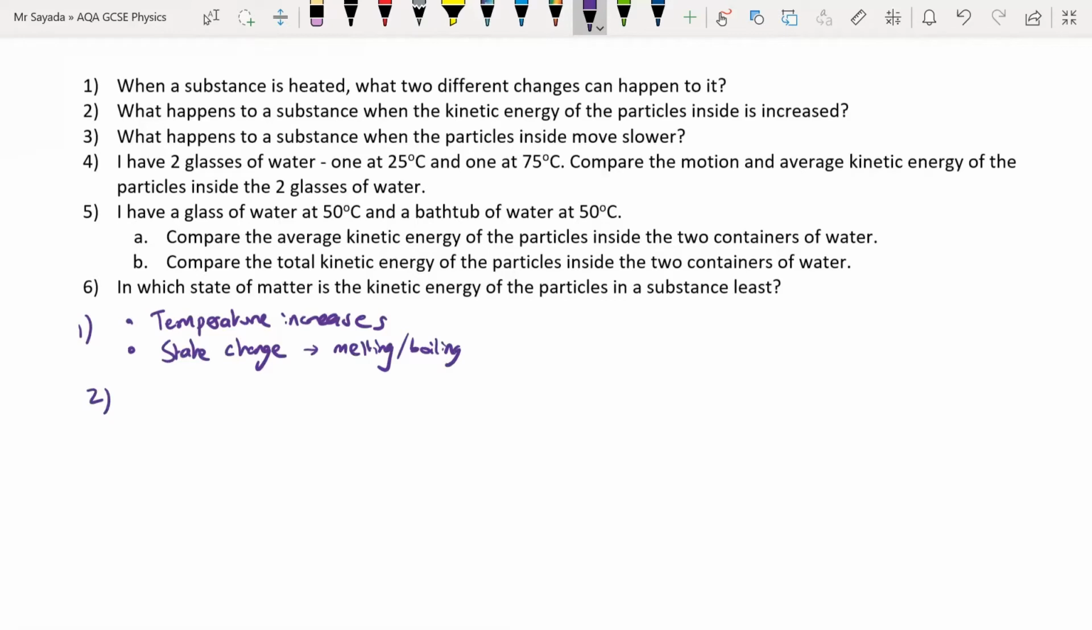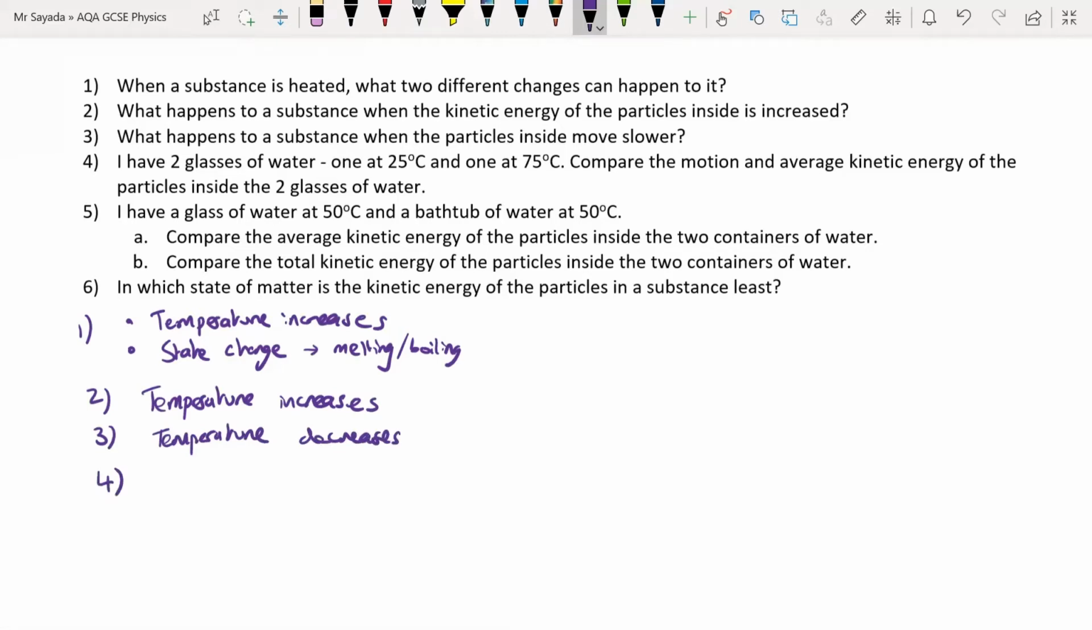Question 2, what happens to a substance when the kinetic energy of the particles inside is increased? Well, that's not going to cause a state change. That's going to make the temperature increase. That's what we've done so far. So the temperature increases. What happens to a substance when the particles inside move slower? So if they move slower, that's a lower kinetic energy. So the temperature decreases.